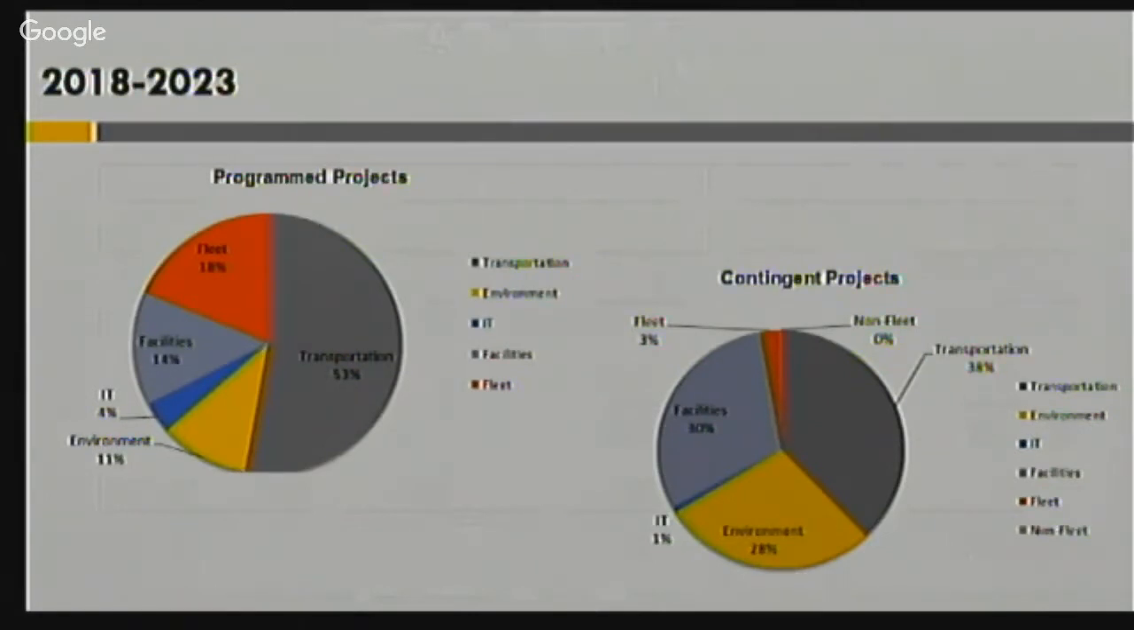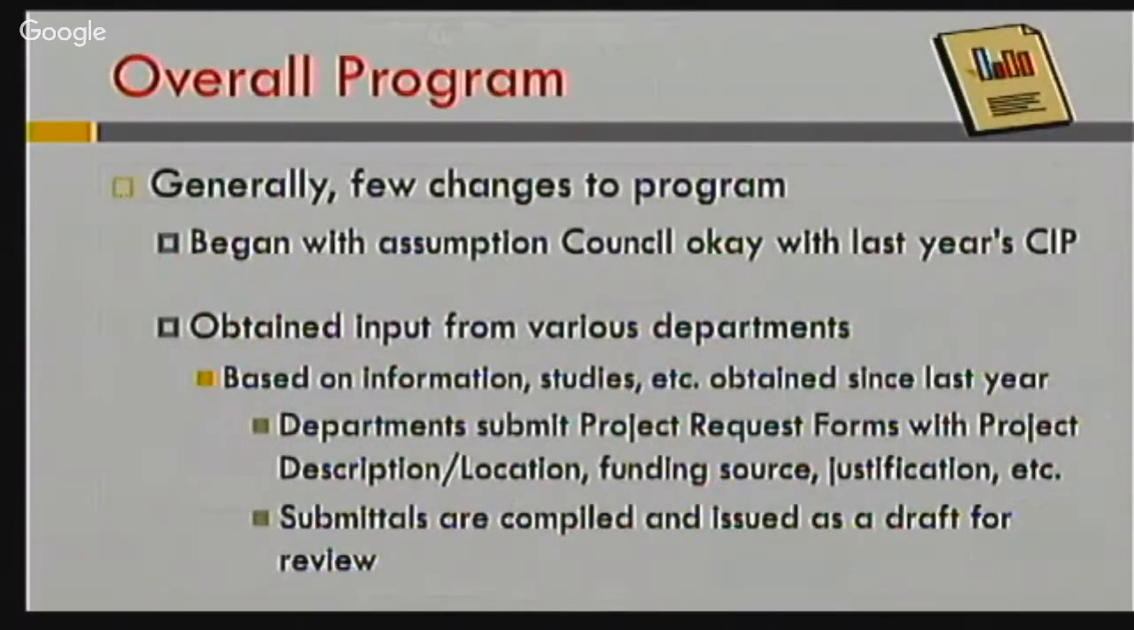Transportation represented 41% last year. It's at 53% this year. And then under contingent, City Hall really is a big driver of that 30% of contingent. So the overall program, last year, we had the same assumptions as we did this year. We assumed that council was okay with the plan that was adopted last year, so we brought forward similar projects.